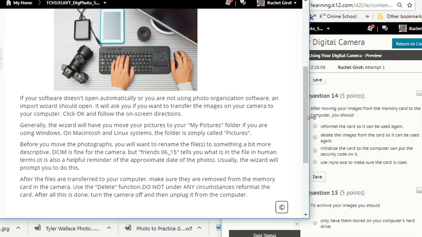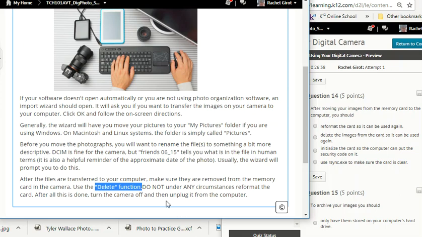Before you move the photographs, you will want to rename the file to something a bit more descriptive. DCIM is fine for the camera, but Friends 615 tells you what is in the file in human terms. It is also a helpful reminder of the approximate date of the photo. Usually the wizard will prompt you to do this. After the files are transferred to your computer, make sure they are removed from the memory card in the camera. Use the delete function. Do not under any circumstances reformat the card. After this is done, turn the camera off and then unplug it from the computer.